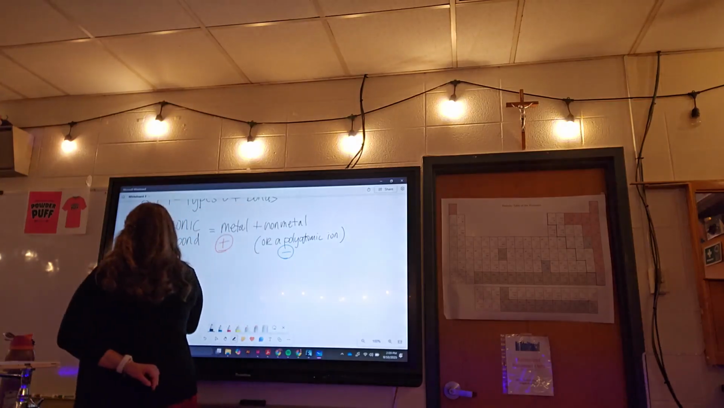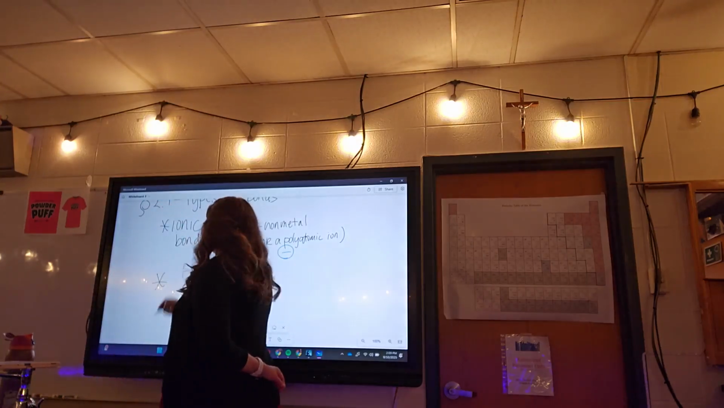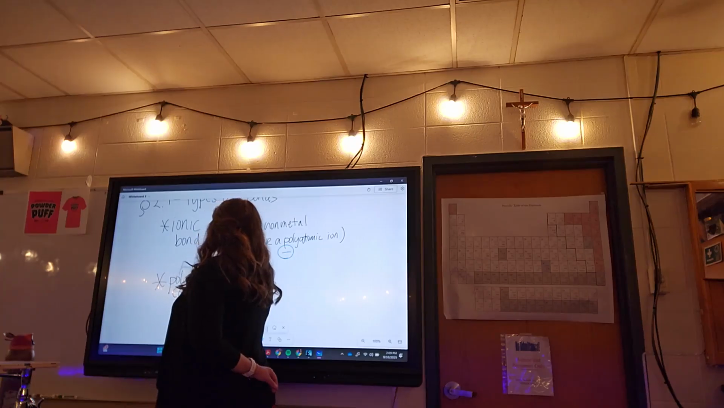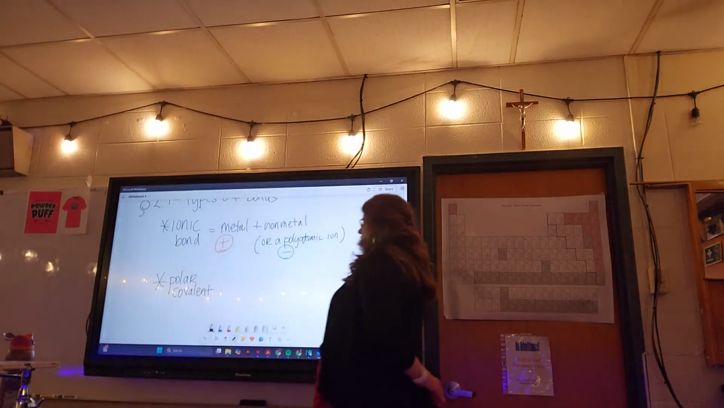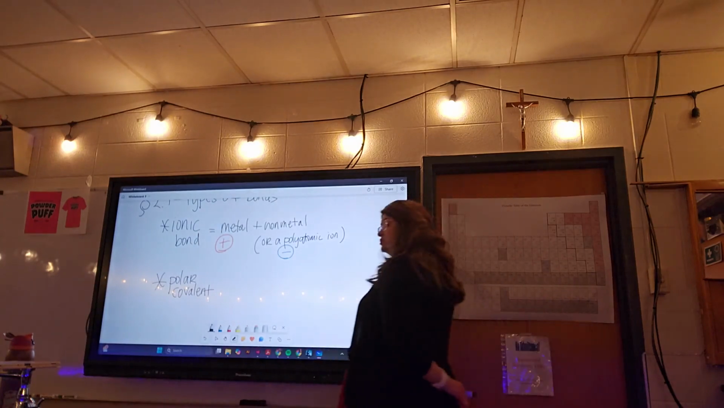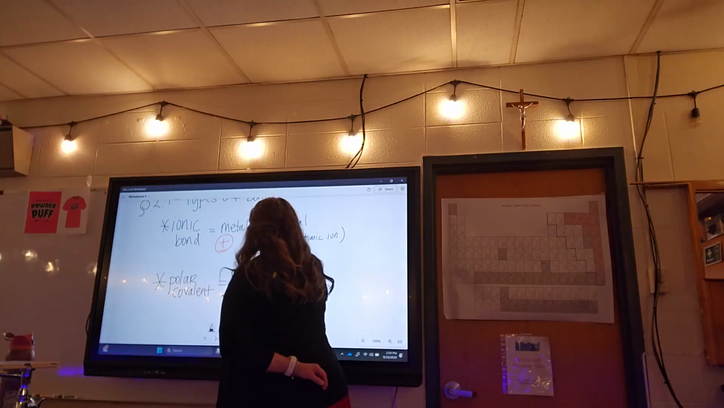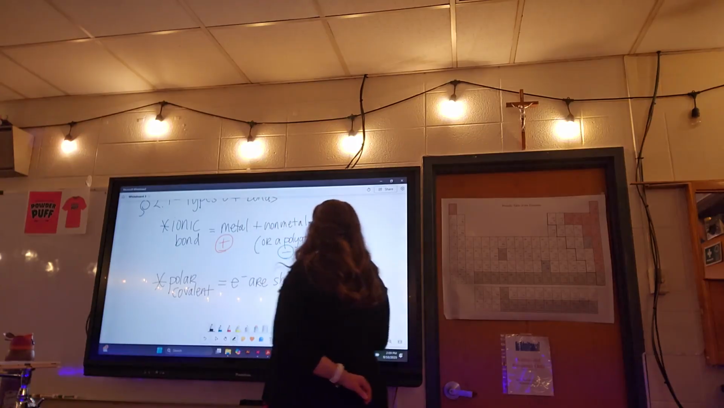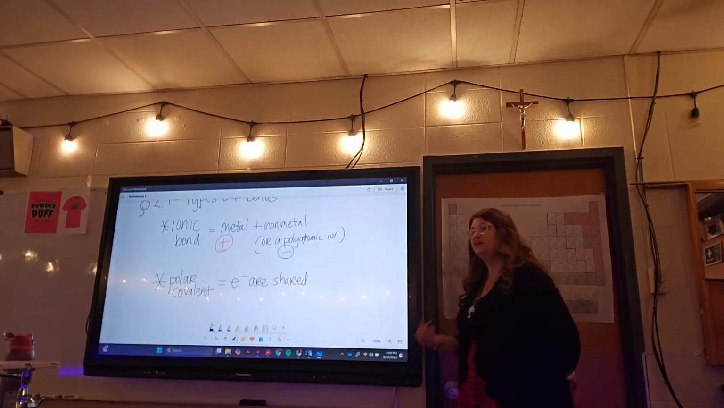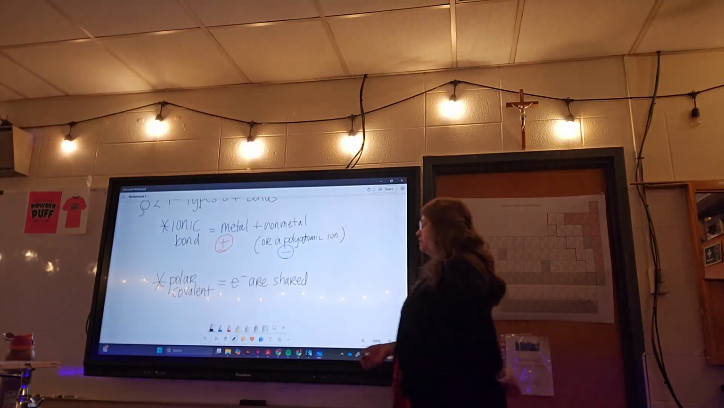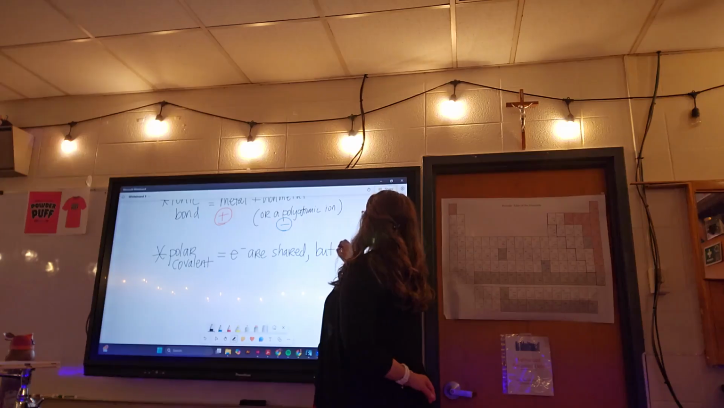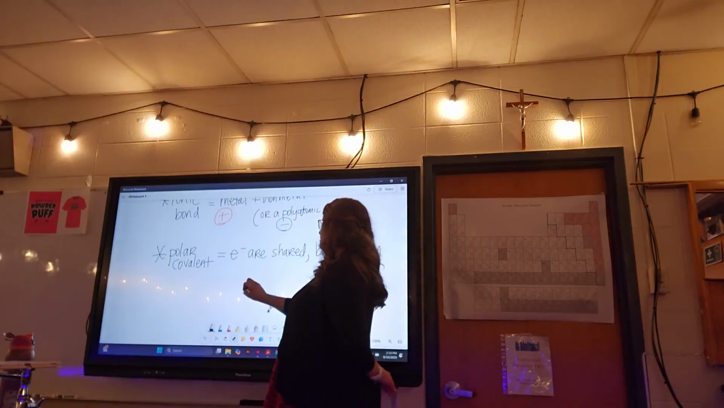The next type of bond after the ionic bond is what we call a polar covalent bond. A polar covalent bond is where electrons are shared, but they're shared so unevenly that poles are created within the molecule. A really good example of, I'm going to write, electrons are shared, but unevenly. A really good example of a polar covalent molecule is water.